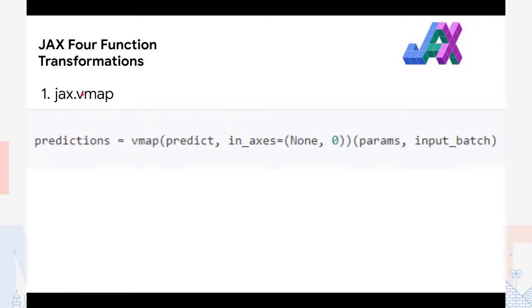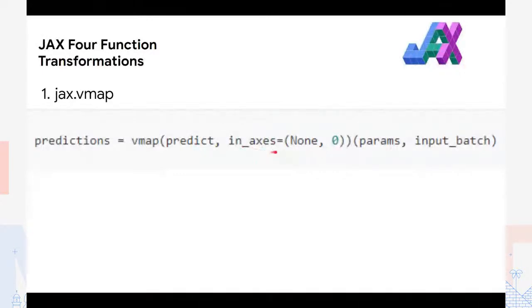The V here is for vectorizing, and map is as it is. Here we apply it on a specific function, the predict function, which is a function that we want to apply to a batch of inputs. The first argument is the parameters, my model parameters, and the second argument is the input batch.